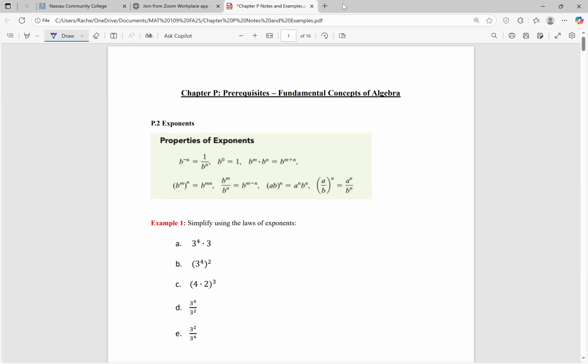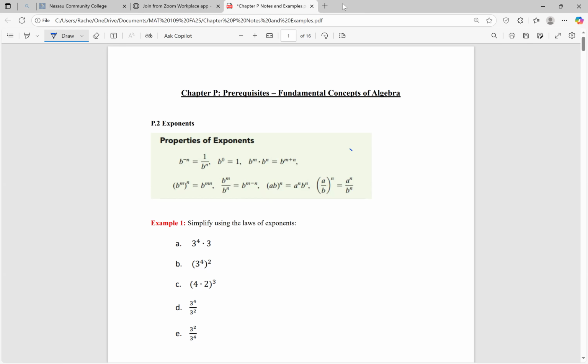Then we have our quotient rule, which says if I have b raised to the m divided by b raised to the n, I'm going to keep the base and subtract the powers. So we're going to have b to the m minus n. Over here, we have a product raised to a power. So if I take a times b and raise that to the nth power, that's equivalent to a to the n times b to the n. And then last, we have a quotient raised to a power. In that case, I would distribute the exponent to the numerator and the denominator. So we would have a to the n divided by b to the n.